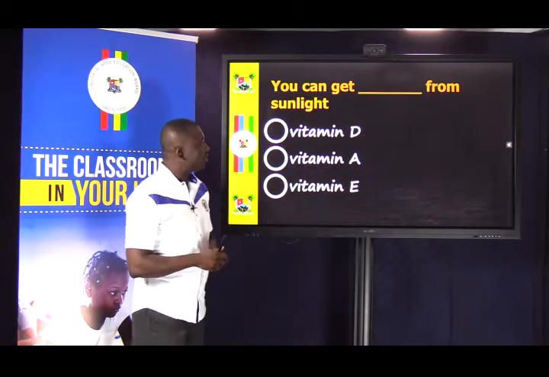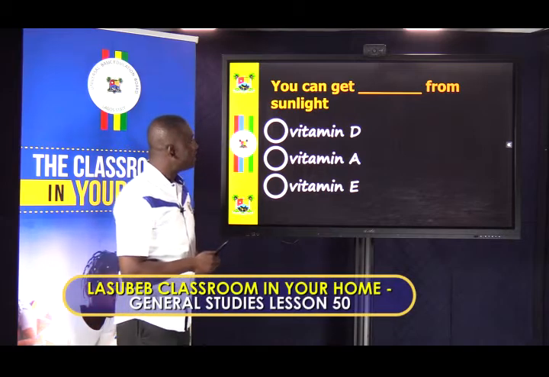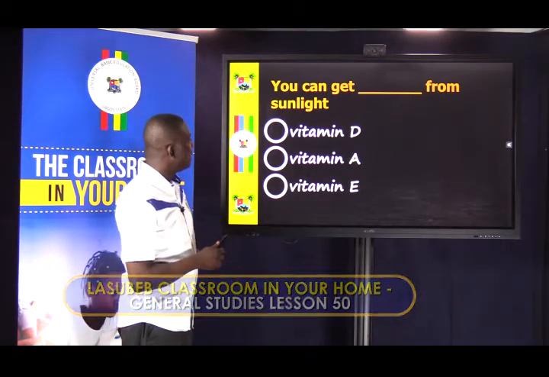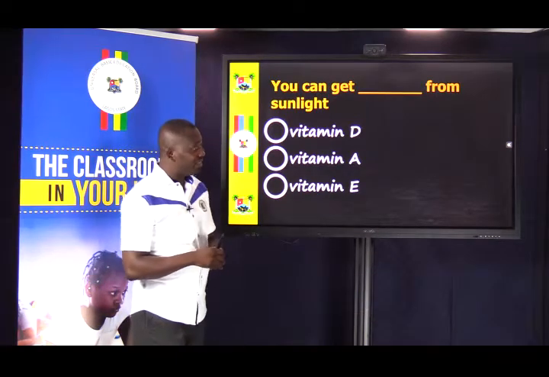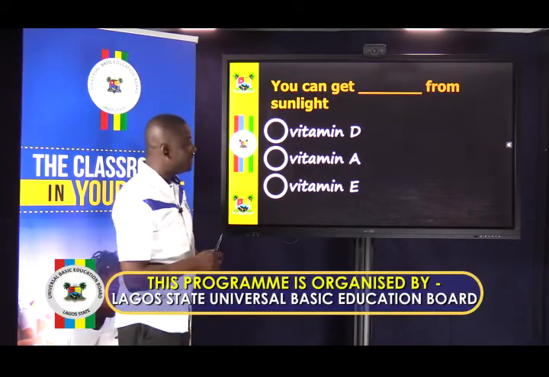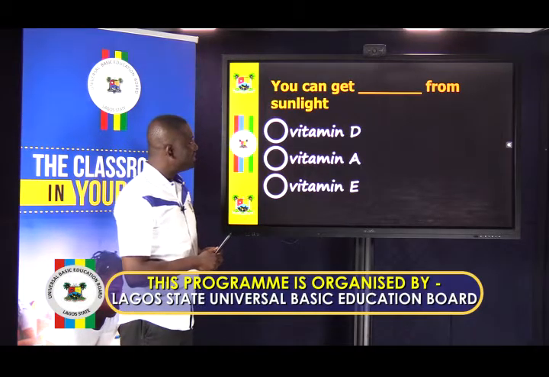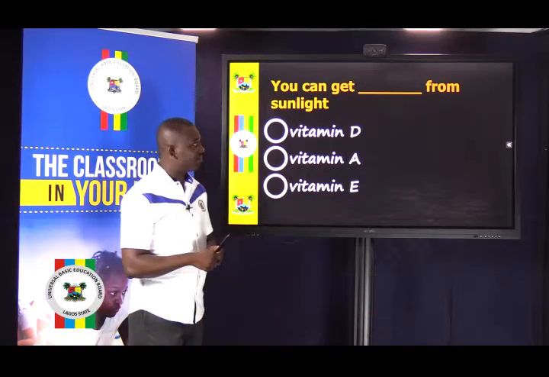Okay, to the next question. You can get dash from sunlight. Vitamin D, vitamin A, vitamin E. Which of these vitamins can you get from sunlight?